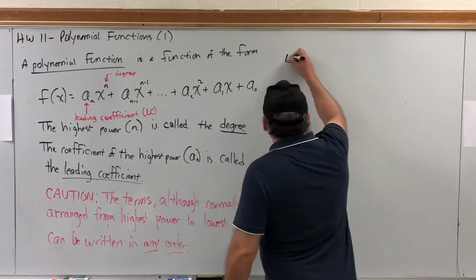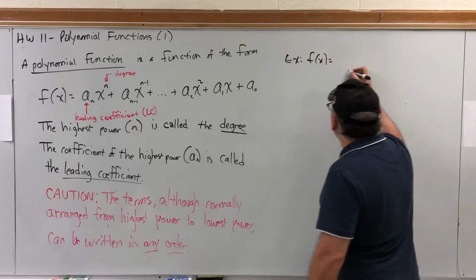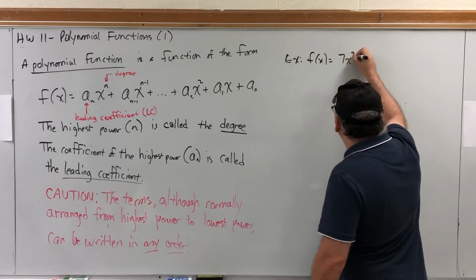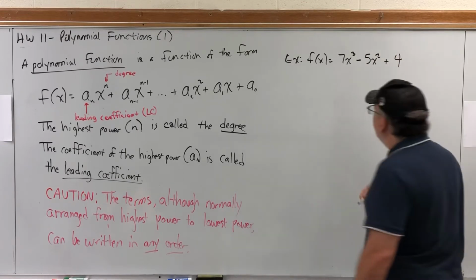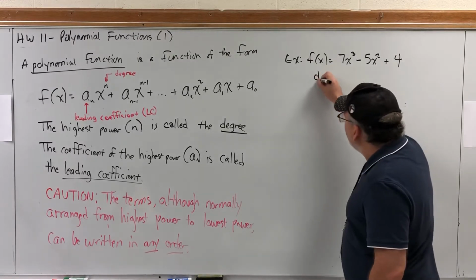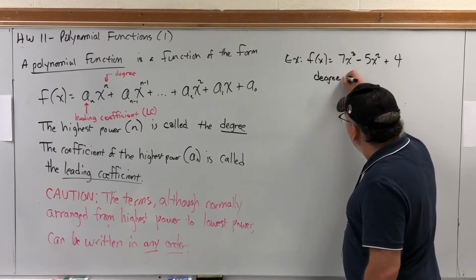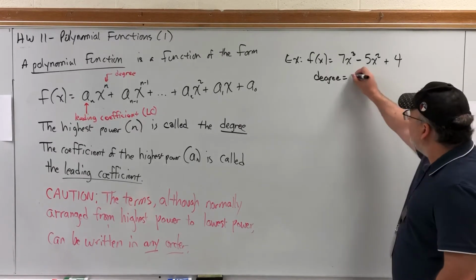For example, let's consider the polynomial function f of x equals 7x to the third power minus 5x to the second power plus 4. There's a lot of easy questions I could ask you. I could ask you what the degree equals. That's the same as asking what's the highest power, 3.